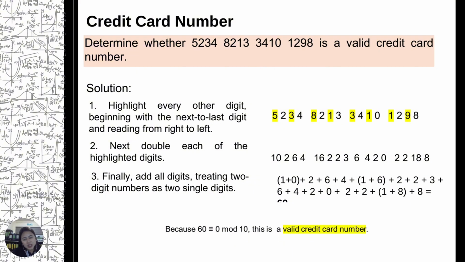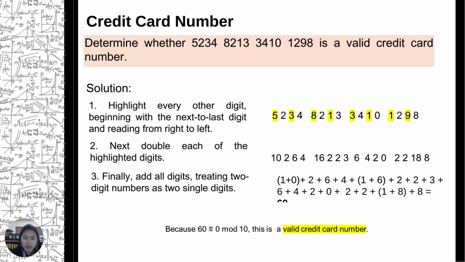Okay, for the last item, finding the validity of a credit card number. Determine whether 5234 8213 3410 1298 is a valid credit card number. First things first, highlight every other digit beginning with the next to last digit and reading from right to left. As shown on your screen, I highlighted every other digit from right to left.